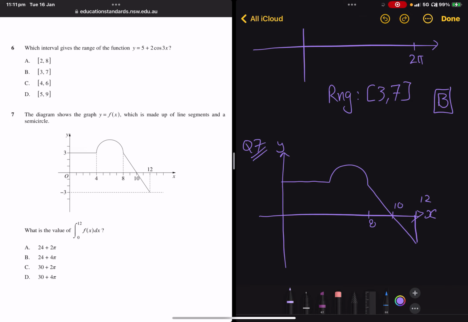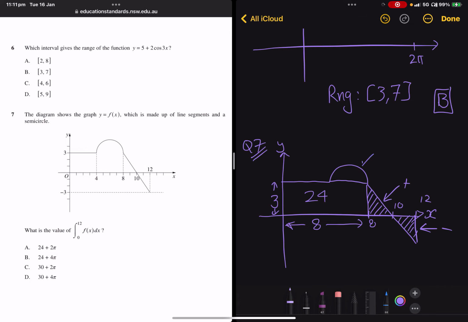So first we can see that these two triangles must have equal area. The one below the axis will be negative, the one above will be positive. So these cancel out straight away. Now we are left with a rectangle and a semicircle. The rectangle is 3 units high and 8 units long, so its area is therefore 24 units squared.